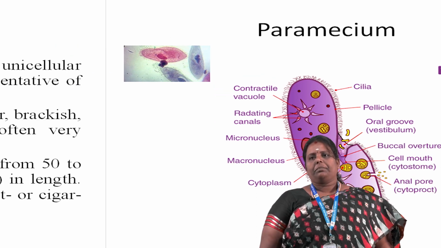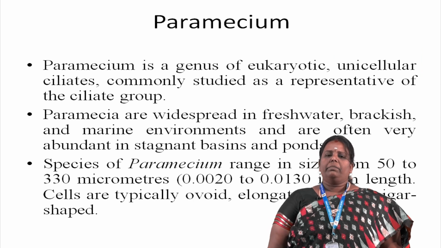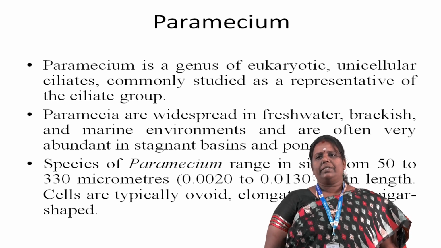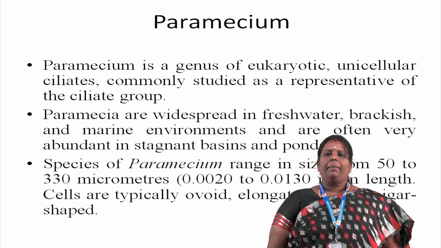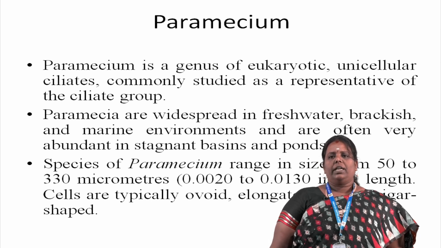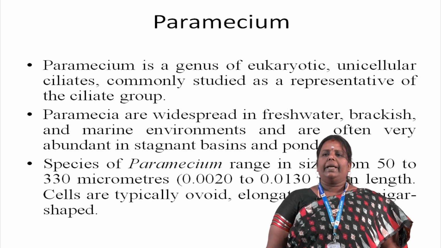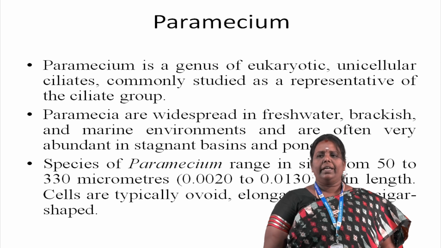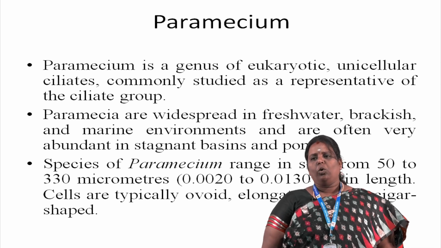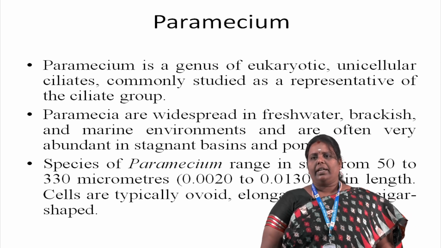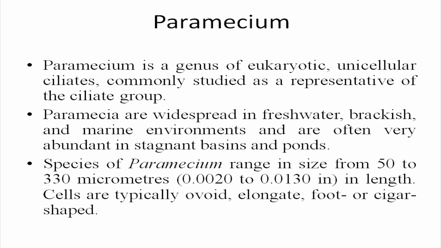Paramecium is a genus of eukaryotic, unicellular, ciliate animals. It is commonly studied as a representative of the ciliate groups. Paramecia are widespread, present in freshwater, brackish water, and marine water, and abundant in the basins of ponds. What is brackish water? It contains both fresh water and marine water; mixed water is called brackish water, and estuary water is also brackish water.